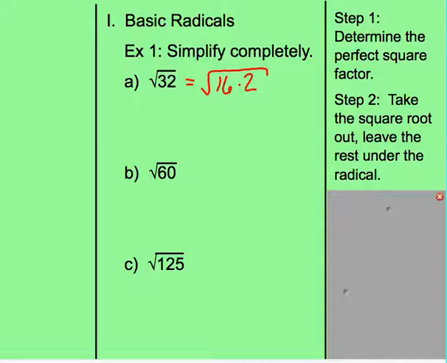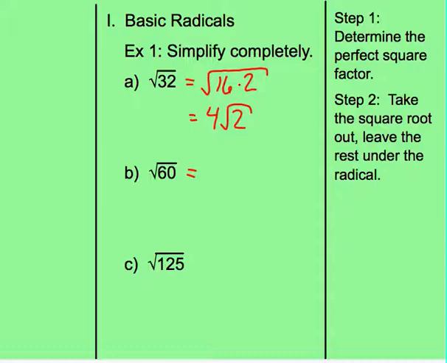And what we can do is take the square root of 16, which is 4, so that comes outside the radical. 2 is not a perfect square, so that stays under the radical. So that's what my step 2 is about. Take the square root out, leave the rest under the radical. I think that might be my only steps. Okay, so let's look at part B. I'll probably show this the long way one more time, and then on C, maybe I'll shortcut it to how I usually do it. So perfect square factors of 60.